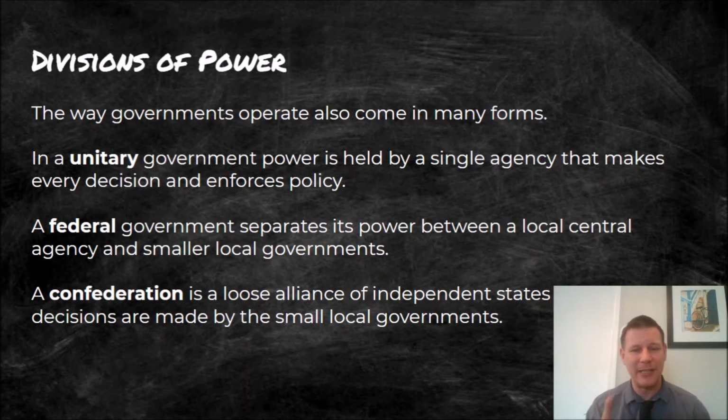Unitary is one. So it's one group, one agency that has all the power. They make every decision. They enforce every policy. They make every law. They enforce everything. That's a unitary government. One, right?